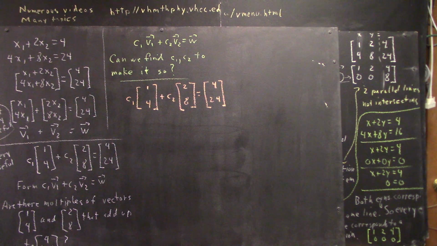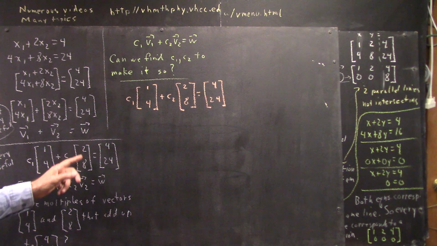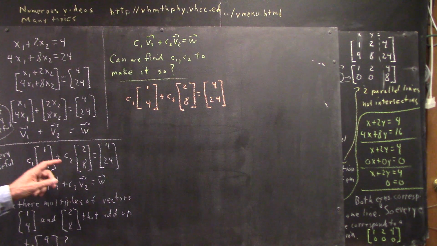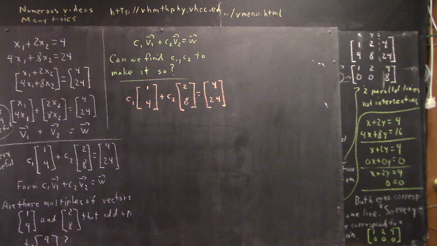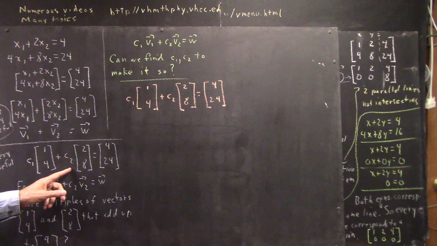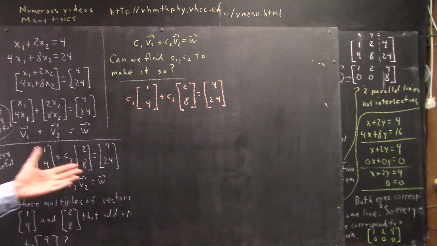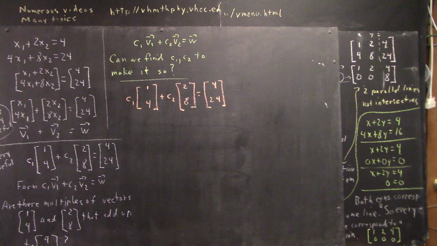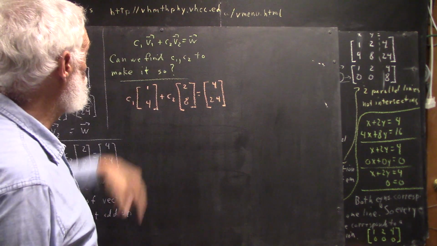So, if we want to ask the question, are there multiples of the vectors 1, 4, and 2, 8 that add up to the vector 4, 24? Well, this is a multiple of the vector 1, 4. This is a multiple of the vector 2, 8. And this is a statement that these multiples add up to this vector 4, 24. Now, this is a matrix equation. It could be translated into a system of equations in two unknowns. The unknowns would be c1 and c2 because they're the only numbers here that aren't known. Well, this equation then is of the form c1 v1 plus c2 v2 equals w.